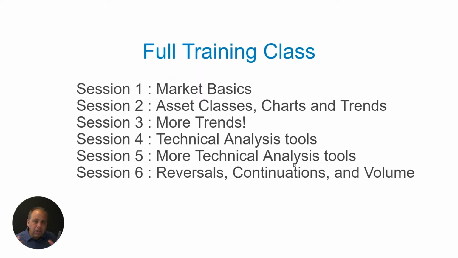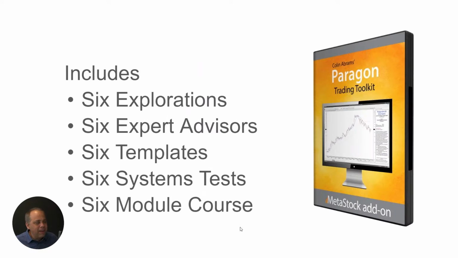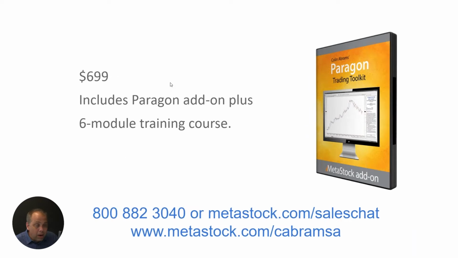So basically, all of these modules are available. They're part of the add-on. As I said, you're going to get the 6 explorations. You get 6 expert advisors, the templates, the system tests, and that 6-module course. That module course is going to be available on your My Downloads page, and you'll be able to go through it at your own leisure and take a look at it. In a nutshell, the add-on with all of the methodologies, the toolkit, the training, all of that's available for a one-time cost. The cost of it is going to be $699.